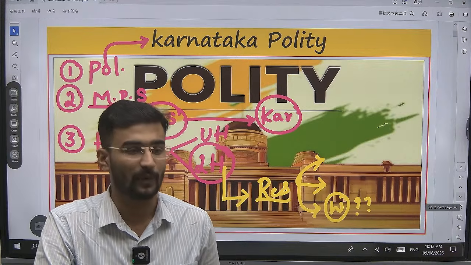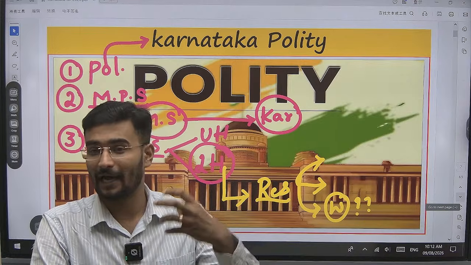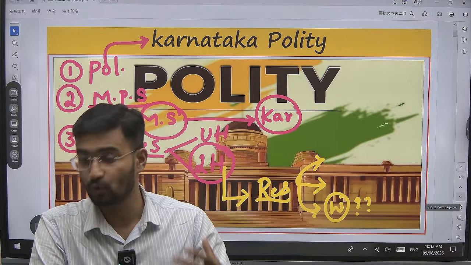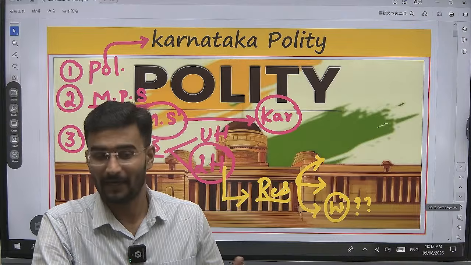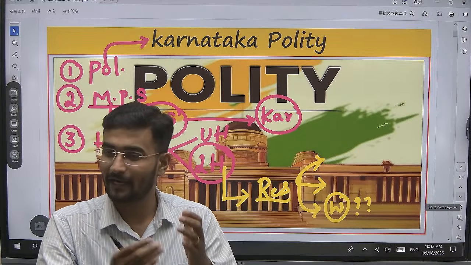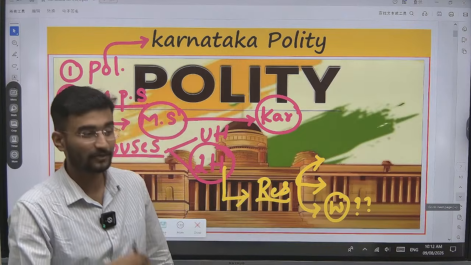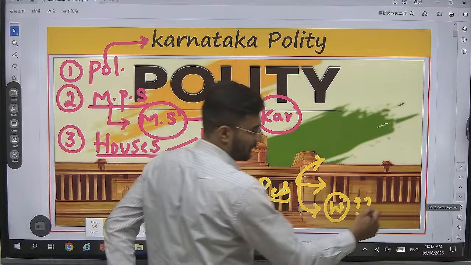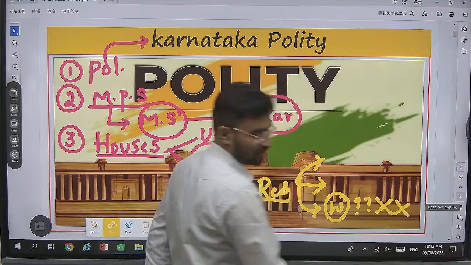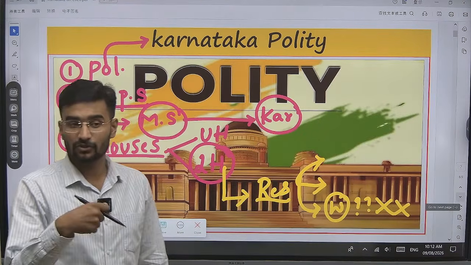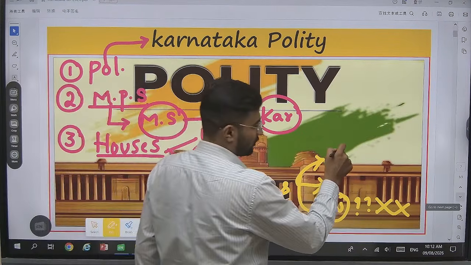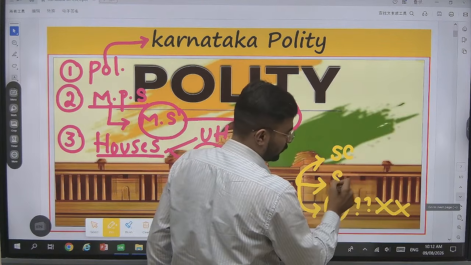Act of 2023, and that we call the Nari Shakti Adhiniyam 2023. But has it been implemented? No. It has not been implemented. If it has not been implemented, there is no concept of reservation. But if there is no such reservation, we have some other reservation, and that reservation we call which one?